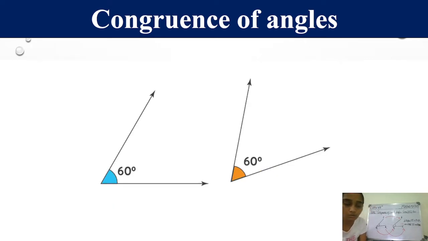Very good, students. Now let us move ahead. What can you see on the slide? Very good. They are showing us angles. And what are the measures of the angles they are giving us? Yes, one is 60 degree and the other is also 60 degree, students. So what do you think? Are these two angles going to be congruent?